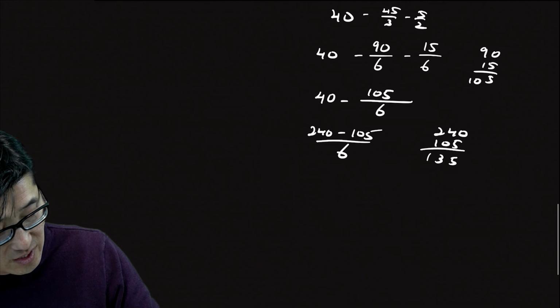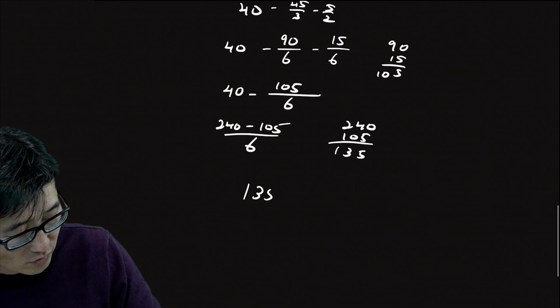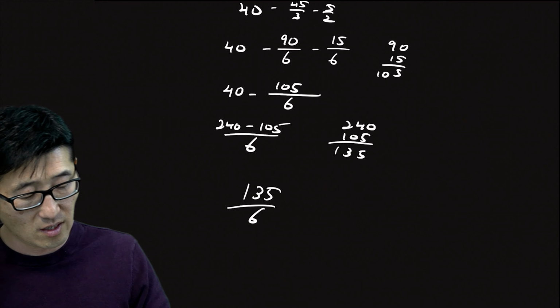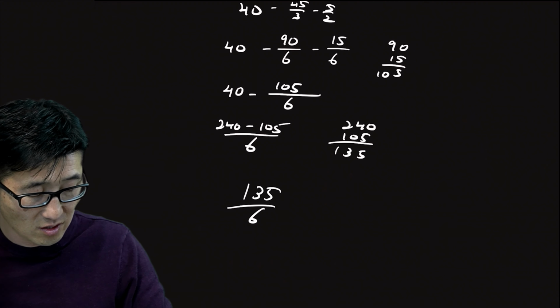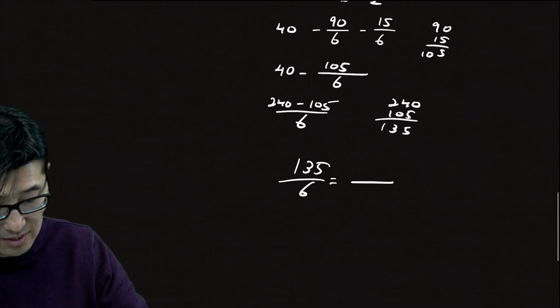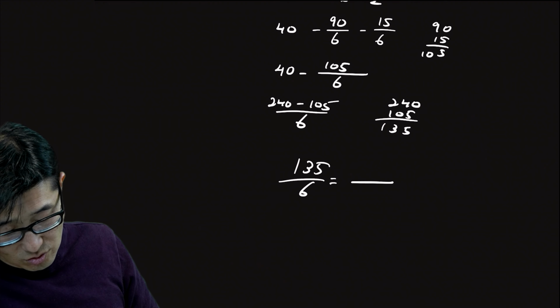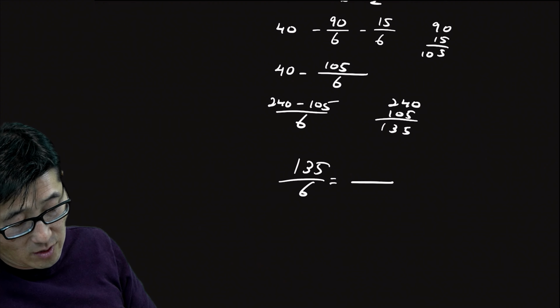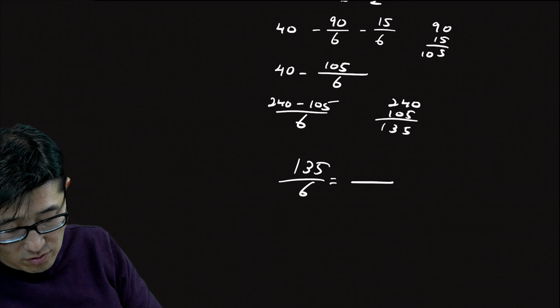Which will give us 135 over 6. And can we divide it? Yes. I'm just going to use my calculator. We'll divide it by 3. So 135 divided by 3 is 45. 6 divided by 3 is 2. And the answer is 45 over 2. And that is the right answer. So give that a try.